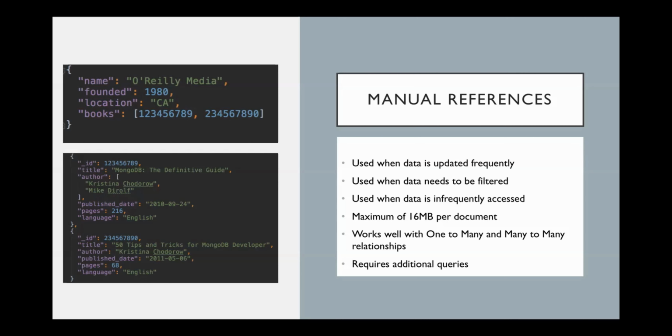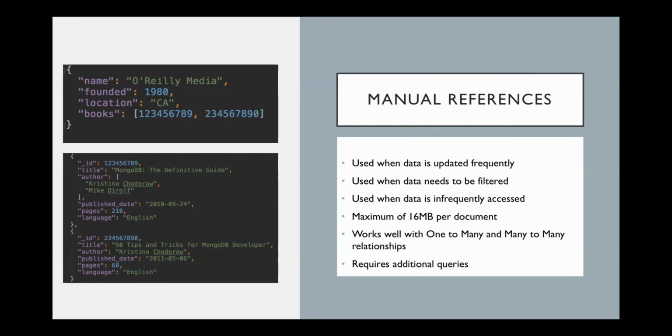Manual references are usually great choices for one-to-many, many-to-many, and one-to-squillion relationships. One of the major downsides to linking is having to perform additional queries. There's no concept of a join in MongoDB, so you'll have to query each document you link. I haven't looked into aggregation or the lookup function for MongoDB, but that might make things easier.